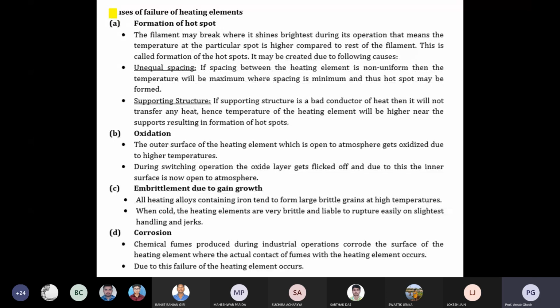Okay, now we're discussing the causes of failure of the heating element. What are the most problematic issues due to failure of the heating elements? First important thing is uneven heating throughout the surface. Suppose you are using different types of insulator, you can see the heat gradient, the distribution of the heat throughout the surface. That is very important.